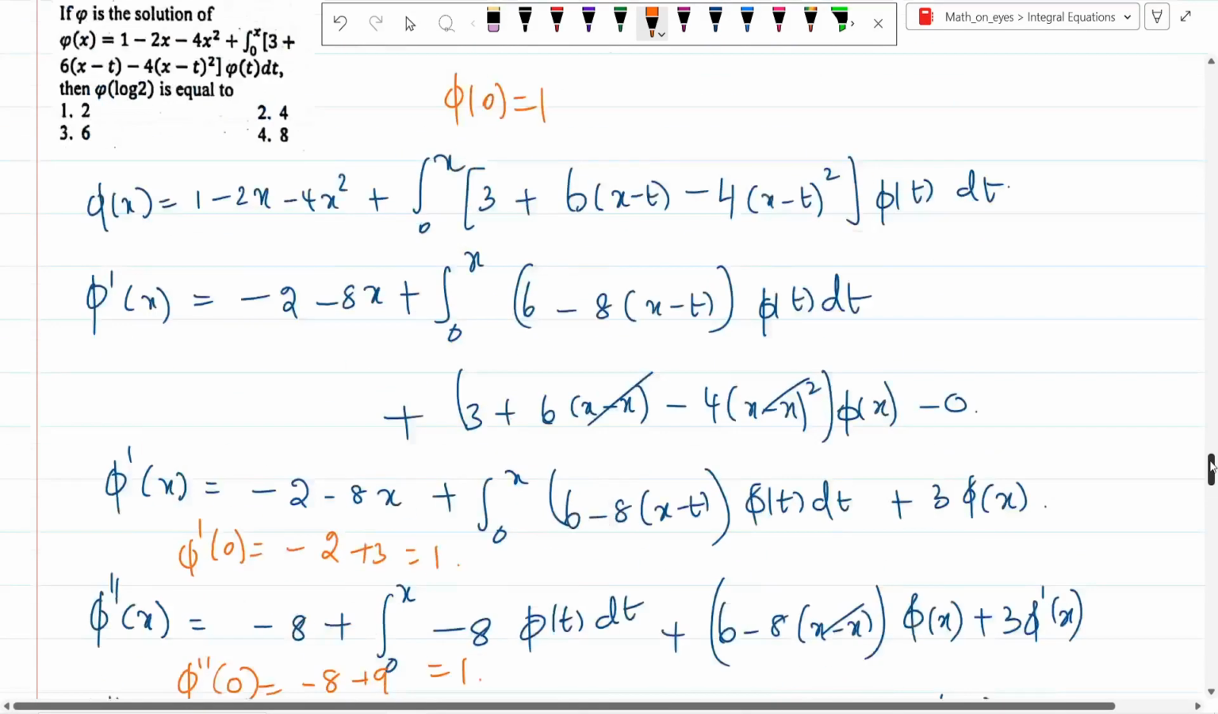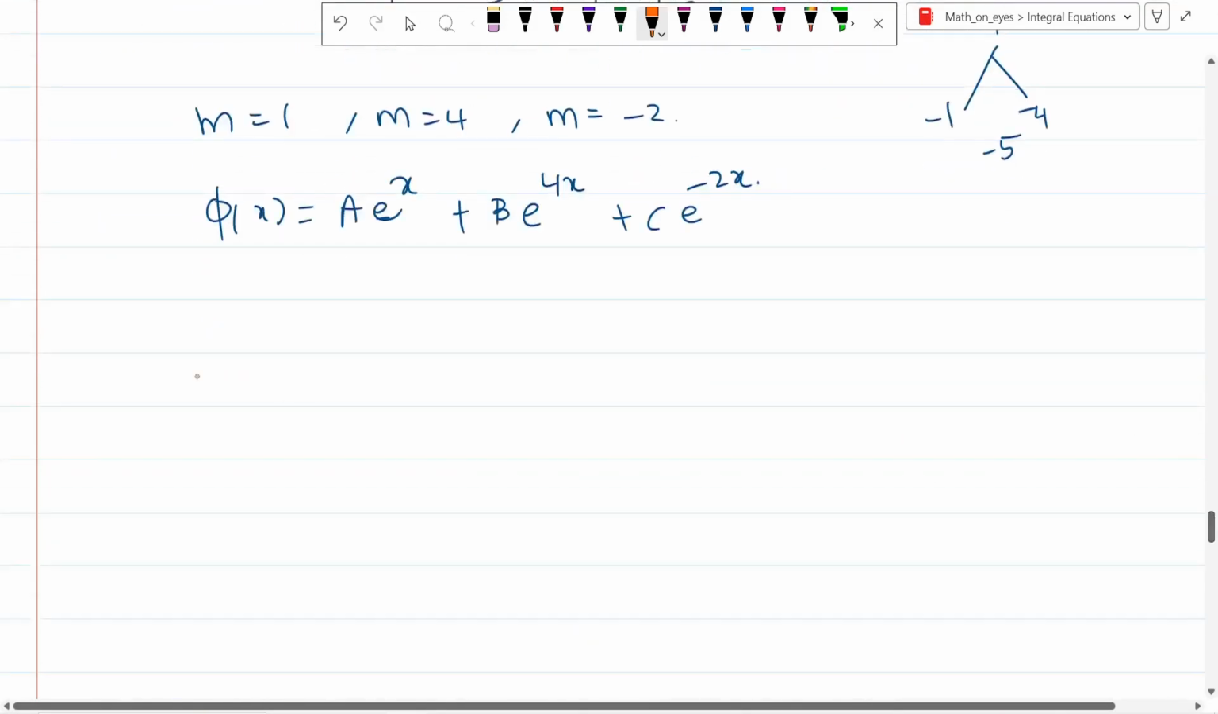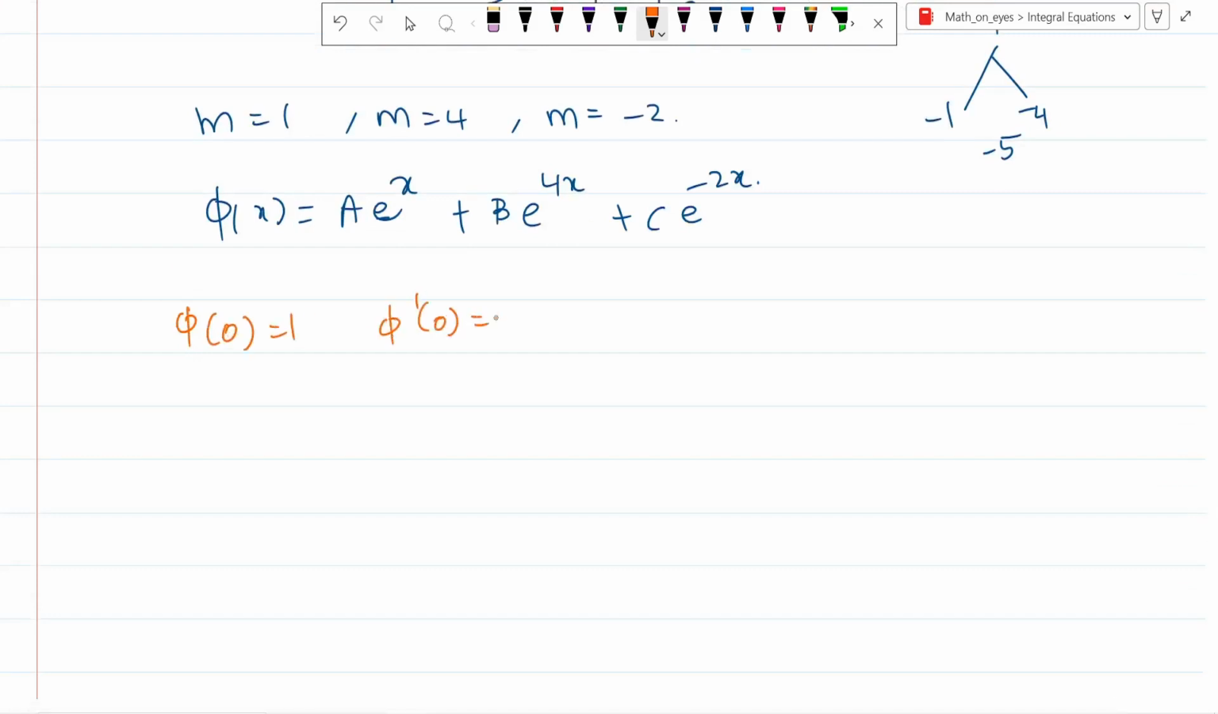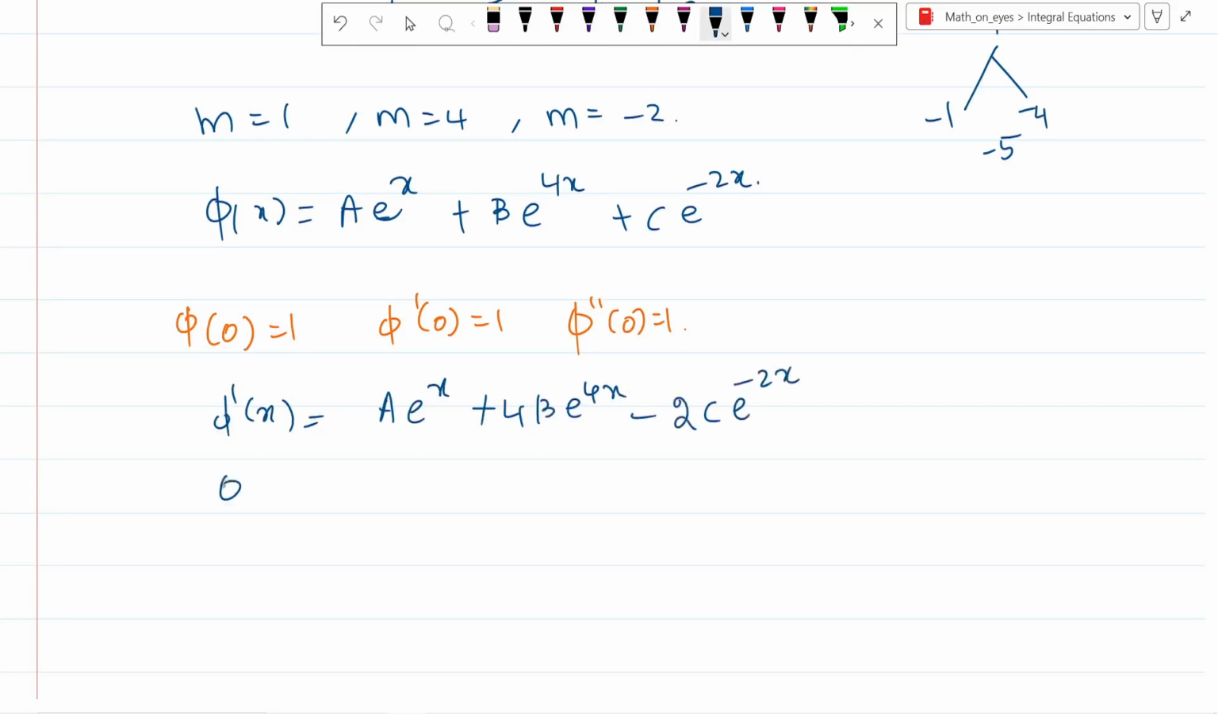So we got phi of 0, phi dash of 0, phi double dash of 0 all equal to 1. For this, we have to find phi dash of x and phi double dash of x. Phi dash of x is equal to a e to the power x plus 4b e to the power 4x minus 2c e to the power minus 2x. And phi double dash of x is equal to a e to the power x plus 16b e to the power 4x plus 4c e to the power minus 2x.